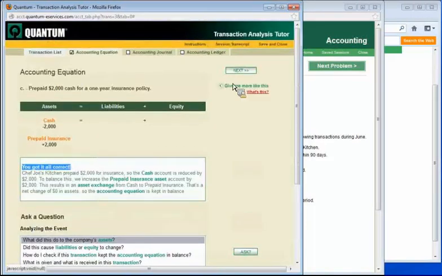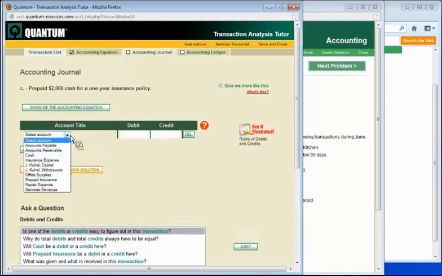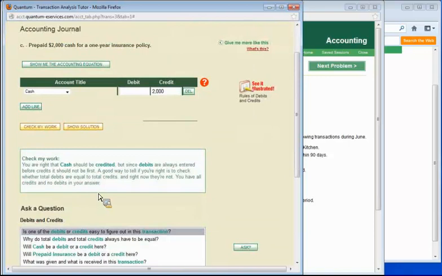So for example, if I go to the next tab here onto the accounting journal, the second of the three tabs, same idea where I can start to, again, build my work, enter in my work. So I can put in an amount here and click check my work again. And so here it gives me feedback. You're right, the cash should be credited, but since debits are always entered before credits, it should not be first. And you'll have all credits and no debits in your answer. So it picked up on, again, two mistakes that I made. One is this should be listed second, and two, I need to list something for debit.